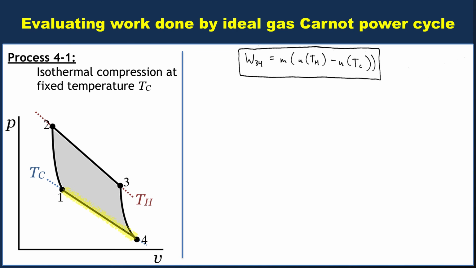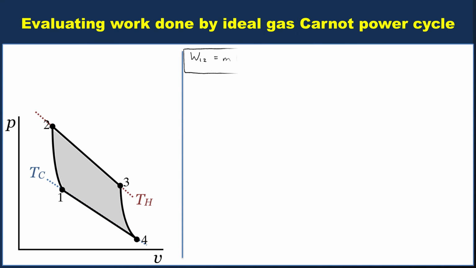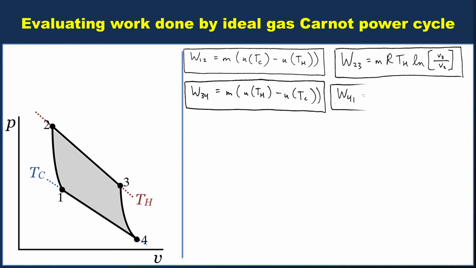Likewise, process 4-1, it's isothermal. We already made the argument that an isothermal ideal gas is polytropic with an index of 1. You do the same sort of integral just with different limits, and you should get out that W41 is mRT_C now, because we're operating at the cold temperature, times the natural log of little v1 divided by little v4. I'm going to summarize all four of the expressions that we just came up with. So W12 is this, here's W23, 3-4, and 4-1.